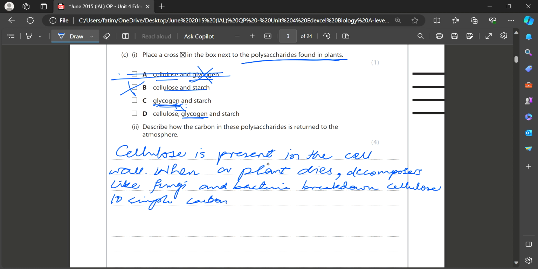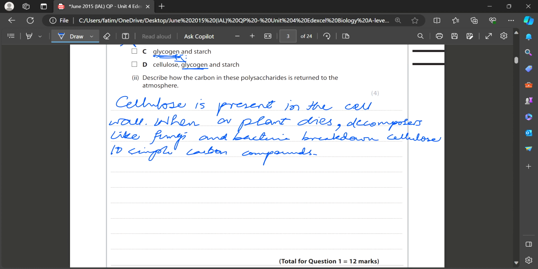Ignore my handwriting, it's really bad. To simpler carbon compounds. Okay, and we can explain those simpler carbon compounds. I will probably just leave it here. You can mention it if you want to.